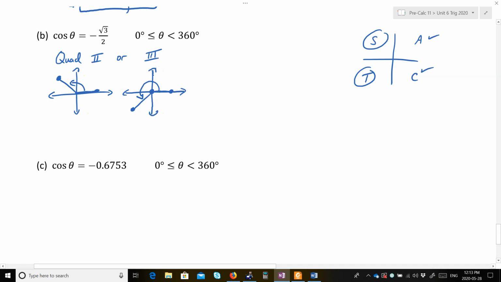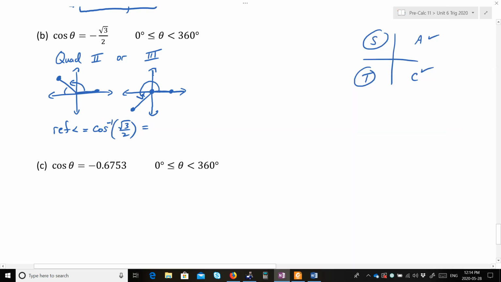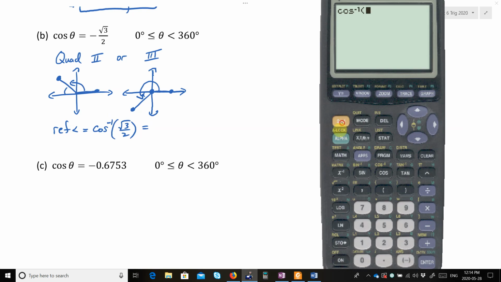Okay, so we need to get the reference angle, because once we have this little reference angle here, then we can use it to get the rotation angles. So the reference angle is equal to cos inverse of positive root 3 over 2. If we make everything positive, that would push the angle into quadrant 1. And remember, the angle in quadrant 1 is equal to the reference angle, so that's how we get the reference angle. So we go second function cos of square root of 3 divided by 2, and we get 30 degrees again for our reference angle.